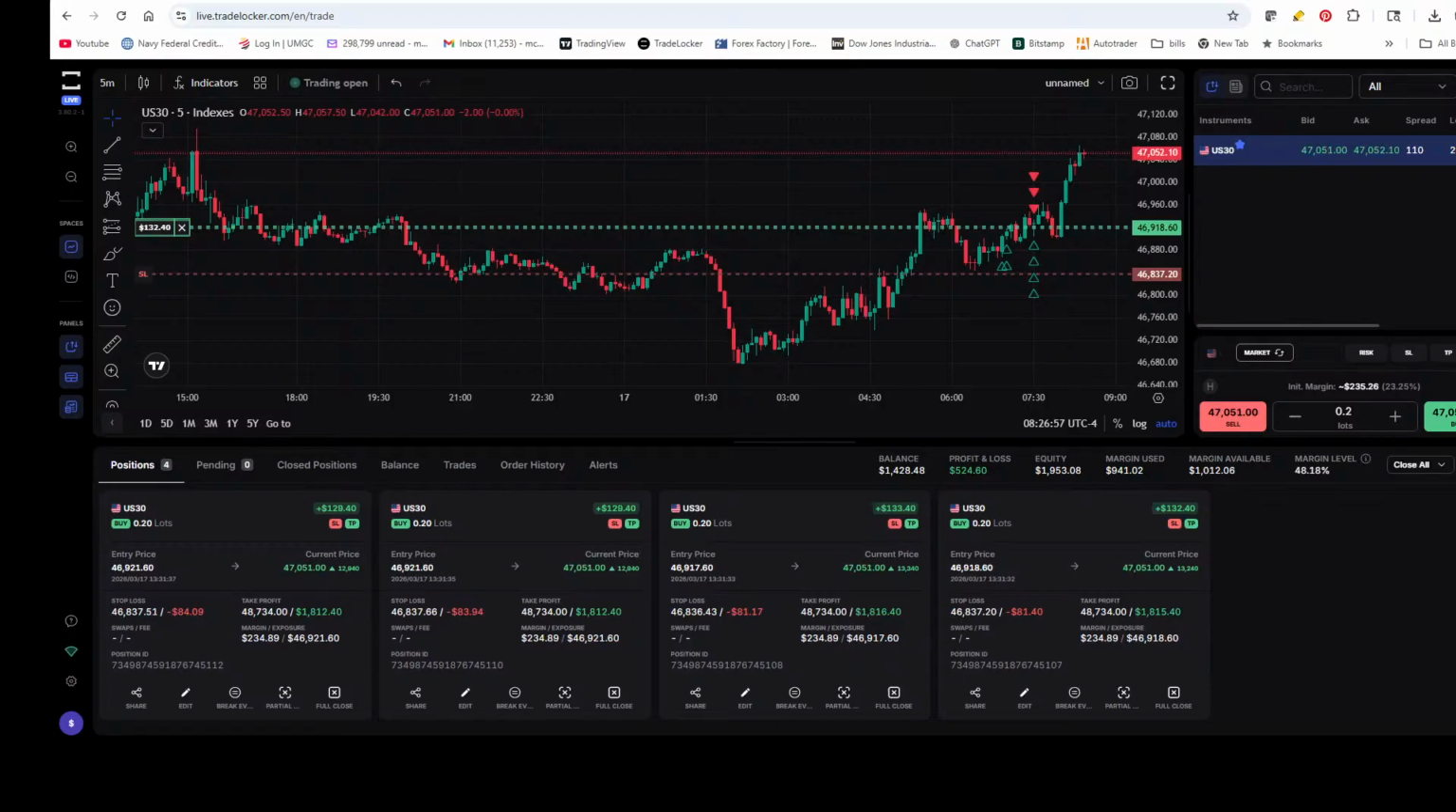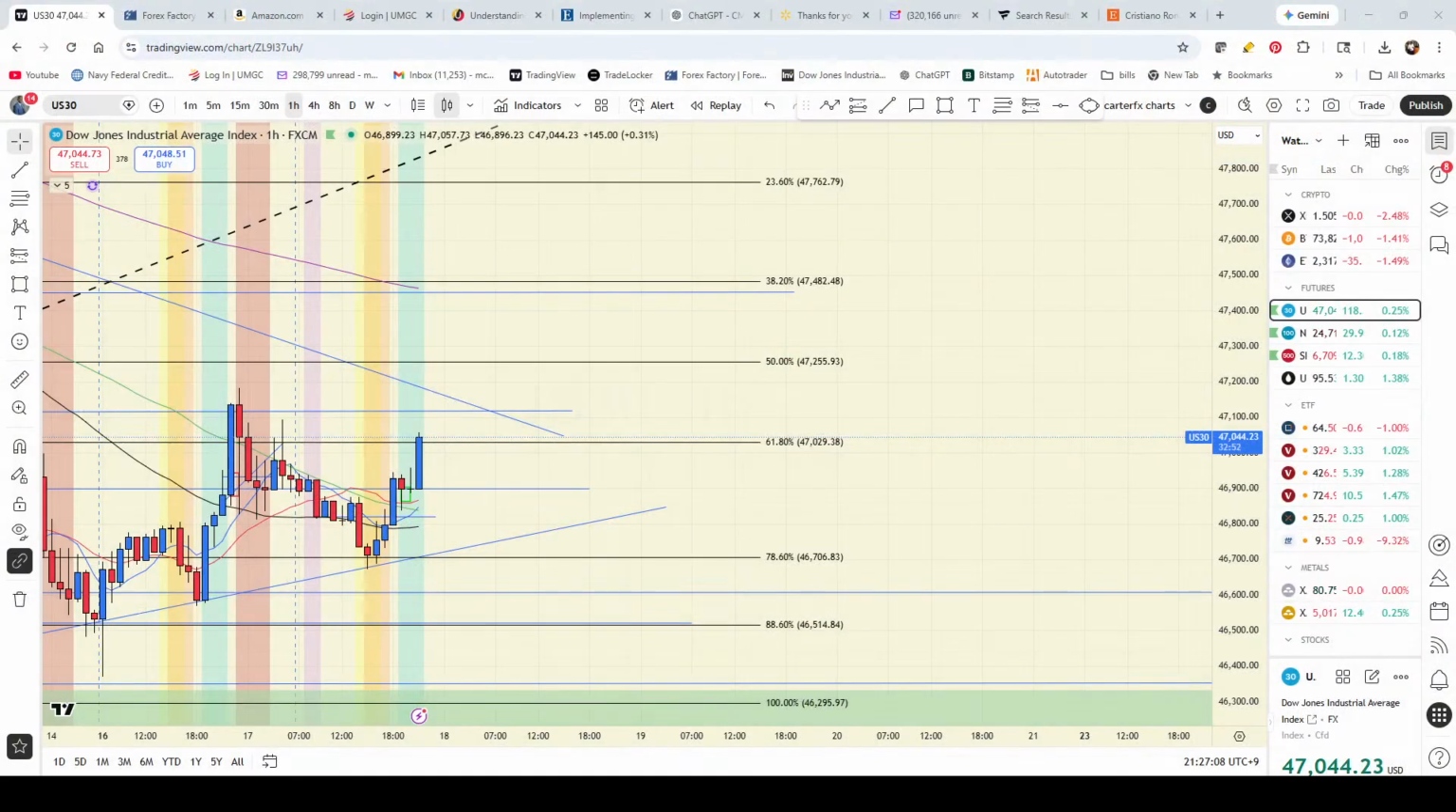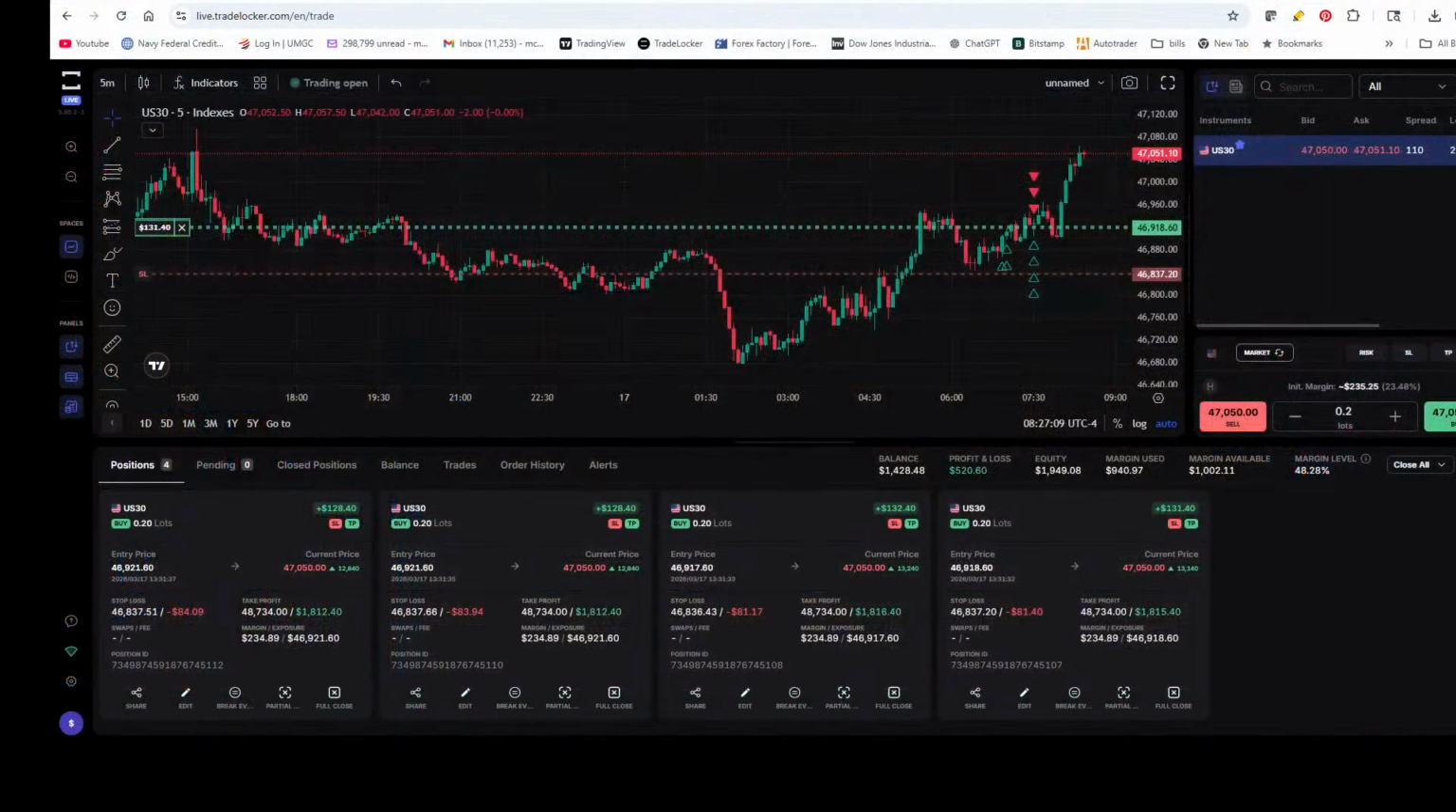Okay, guys, so I'm in these trades right here on US30. I got in these trades early, a little bit earlier before I started the stream. The first one, timestamp, I can't even find the timestamp, but yeah, a little bit earlier. I'm in profit, floating $540 right now.